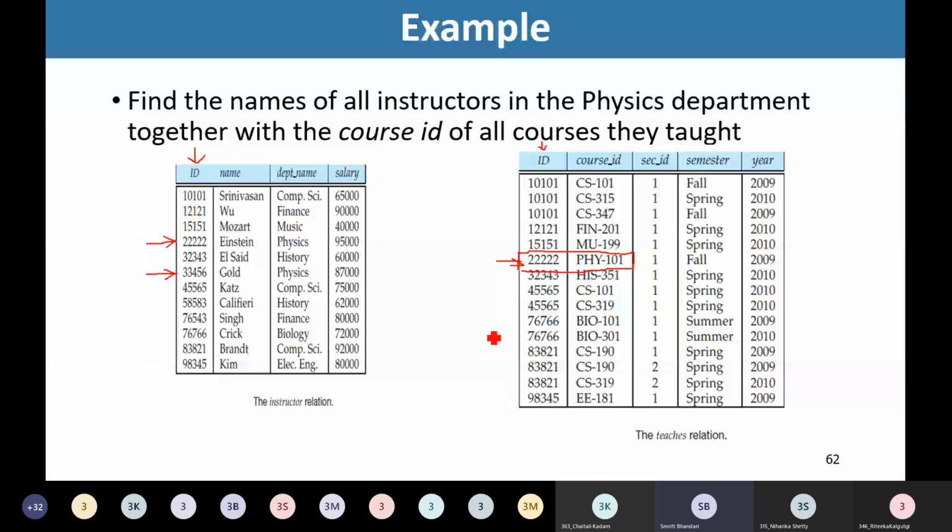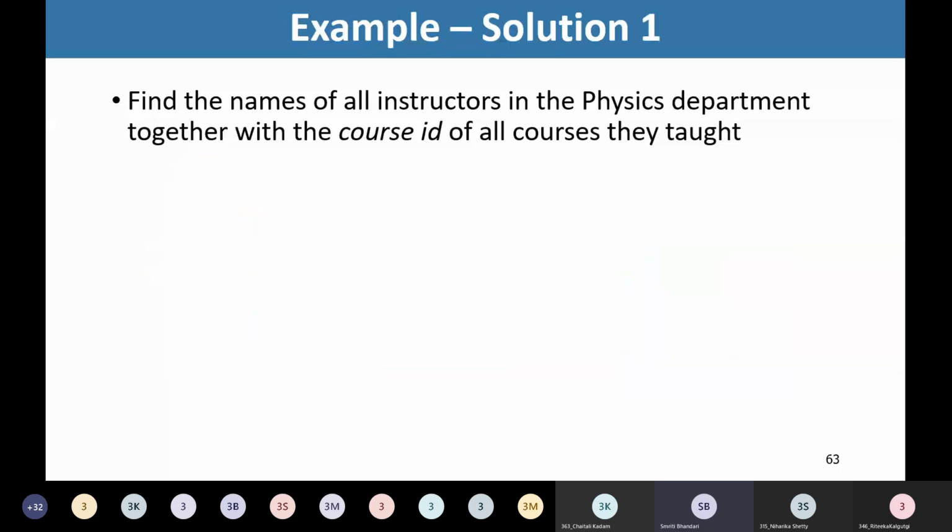Now, as we are interested in combining the data from these two relations, obviously we need to make use of the cross product or Cartesian product of these two relations, right? So let us proceed now with solution 1. I'll be giving you two different solutions for this problem. Okay, so let us first see solution 1.